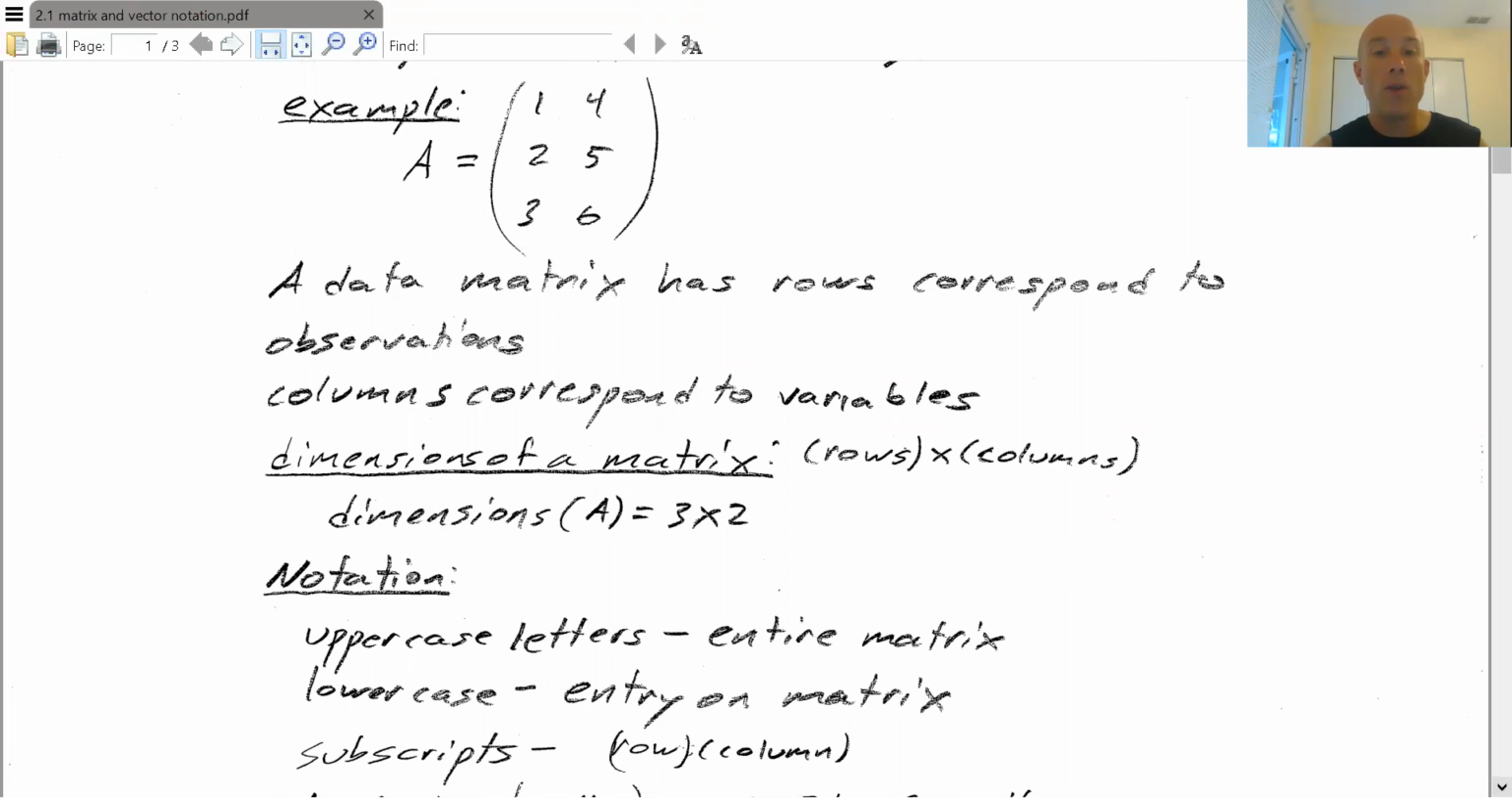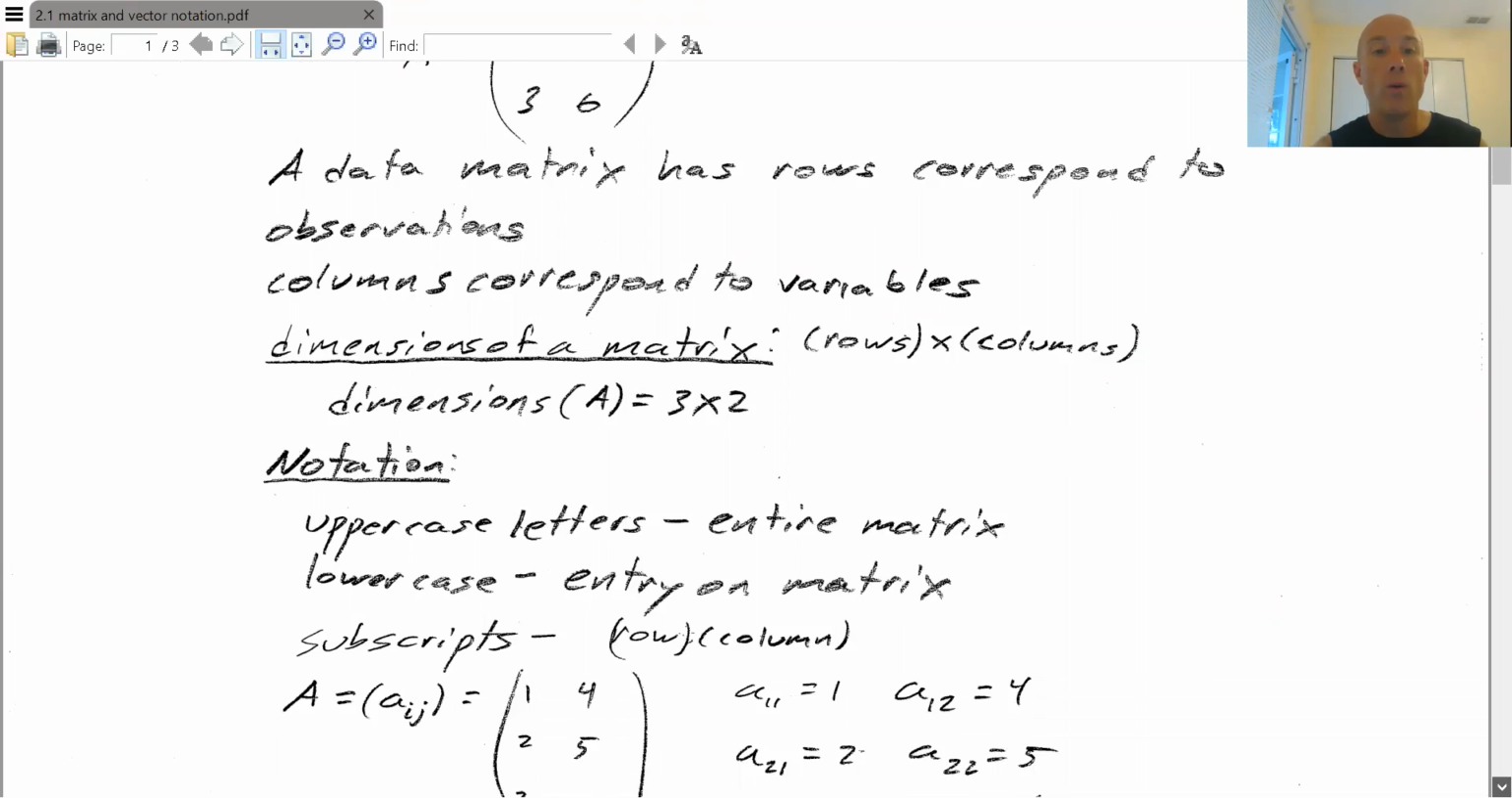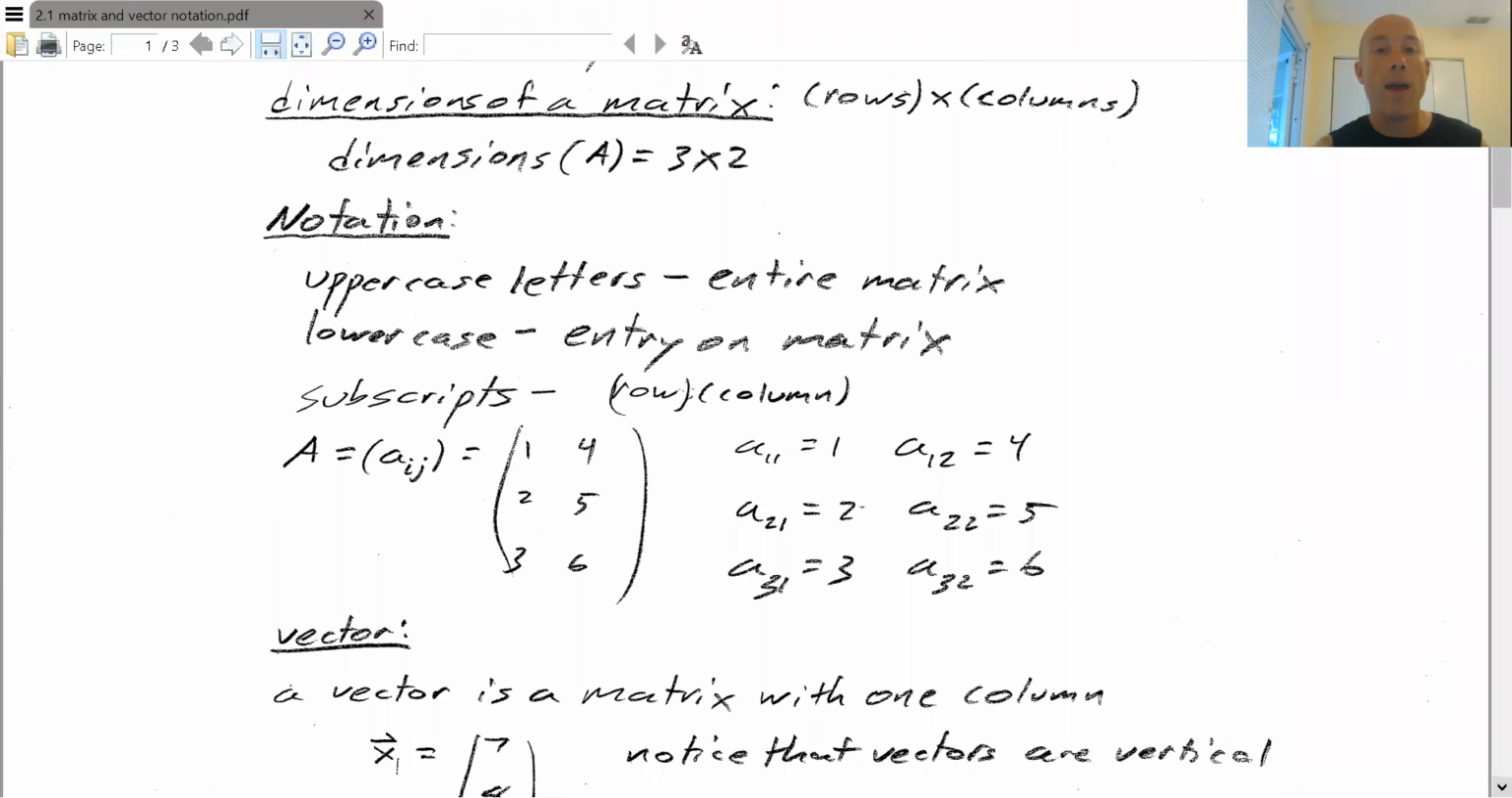Now, for our notation, we're going to say that a capital letter is a matrix. And so that represents an entire table with a bunch of different numbers on there. Lowercase letters represent the entries of the matrix. Now the subscripts indicate rows and columns. So let's take a look at an example.